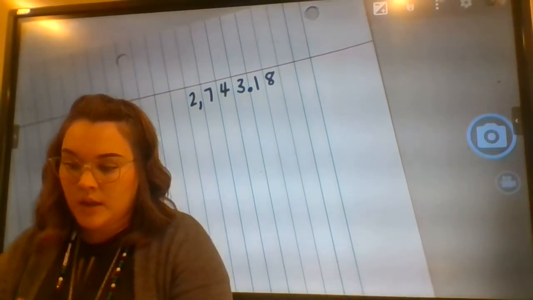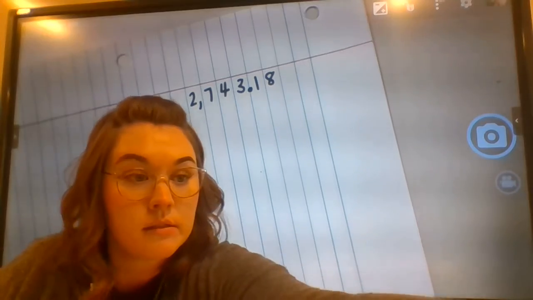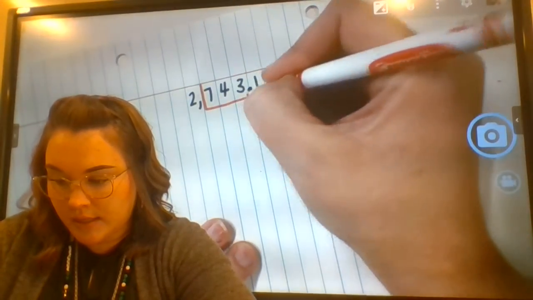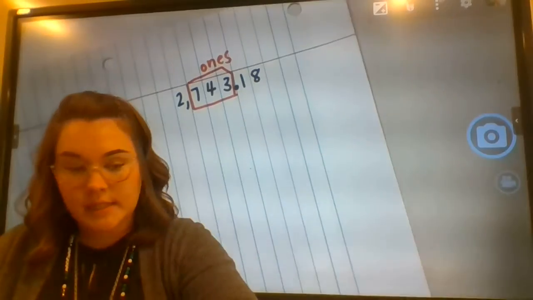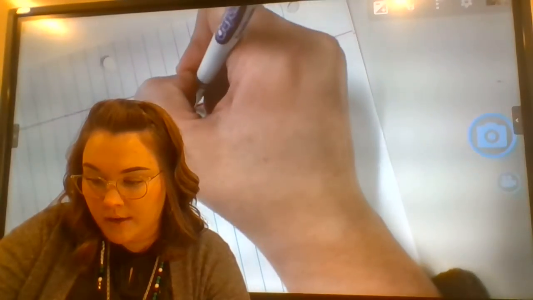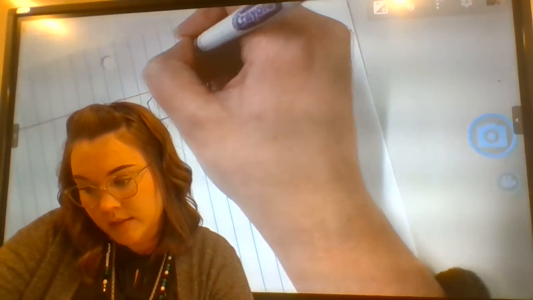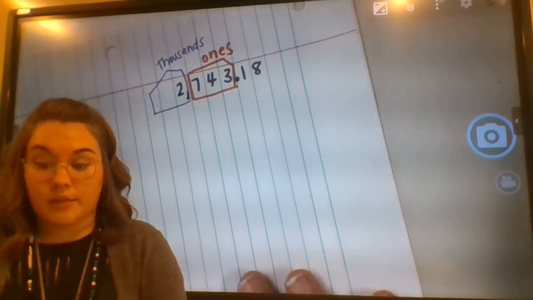All right. So first let's go ahead and do our houses. Well, we know this is what is this one? We've got our ones house. And then if we had these 3 numbers, we have our thousands house, and then we have our decimal. So let's read this number together.